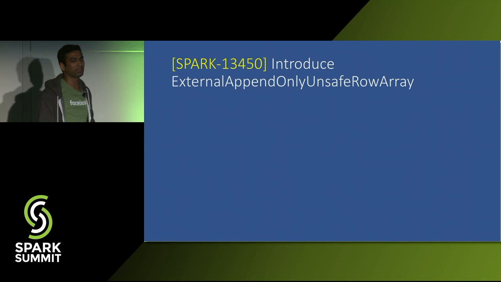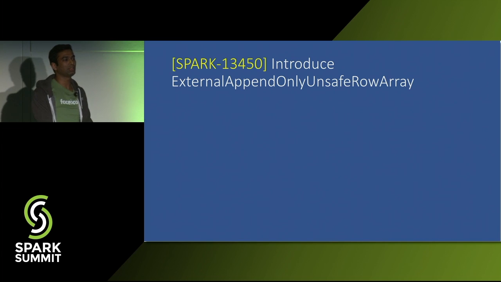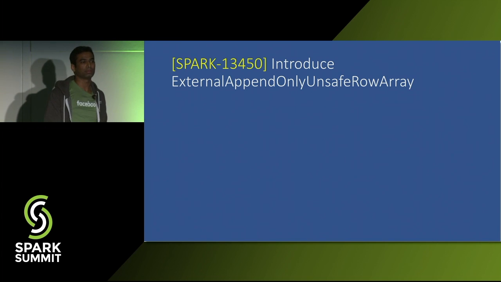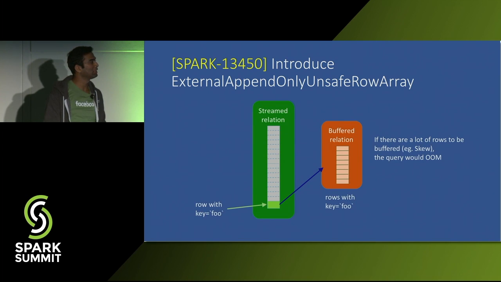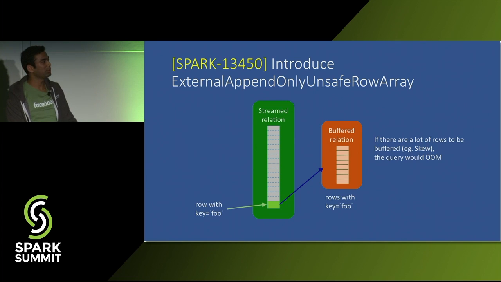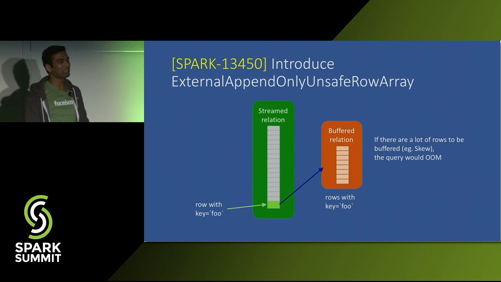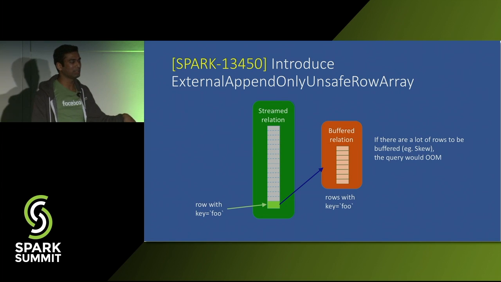This is more of a scalability fix. We used to often see our queries OOMing in production whenever they were doing a sort merge join. So let's see why there were OOMs. Whenever there is a sort merge join, this is what happens underneath. On the left hand side, you can see there's a buffer. One of the relations is buffered and the other one is streamed.